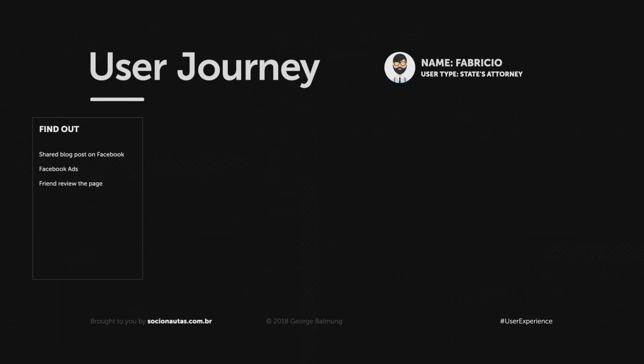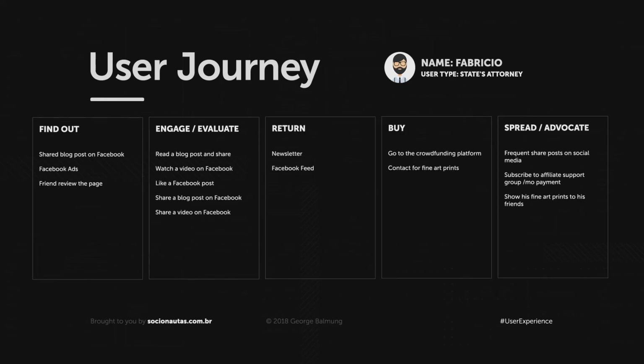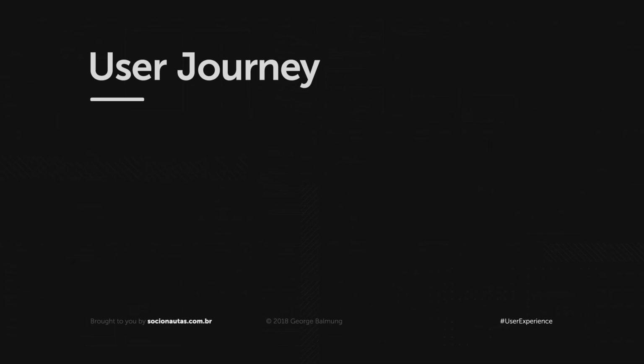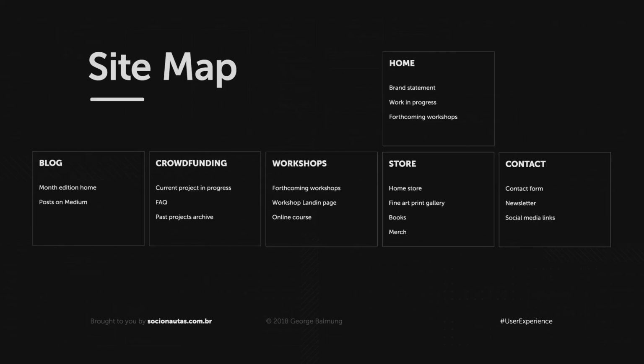We have now to think about your user journey. We need to think about how our users will find out about us, how they will engage, how they will return, buy, and spread the word about your brand. We do it for all our users, trying to put ourselves in their shoes, to think from their perspective about your brand. Once you have that flow done, we can now work on your sitemap and start sketching some ideas on paper.